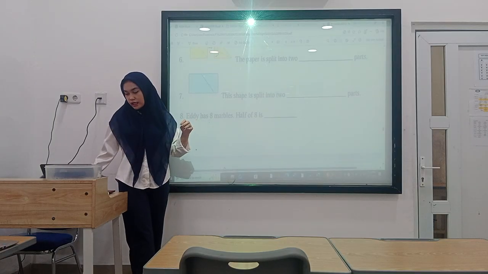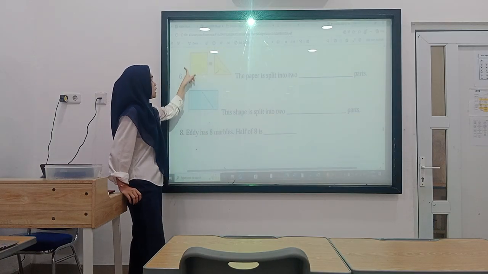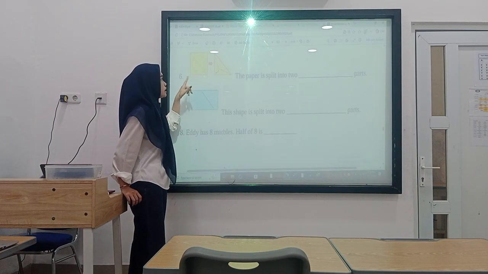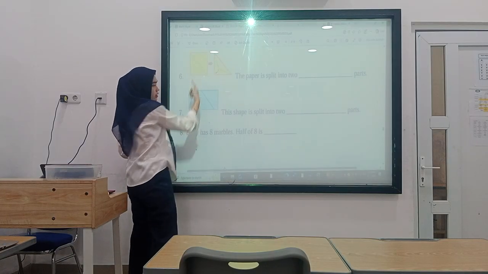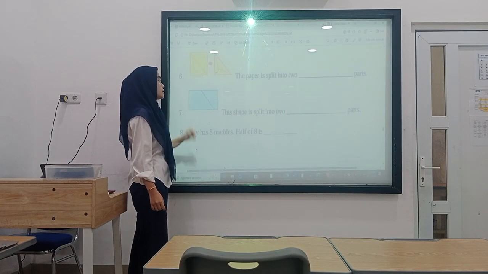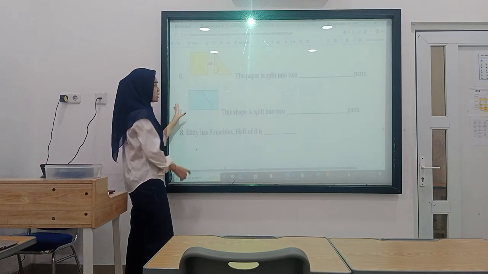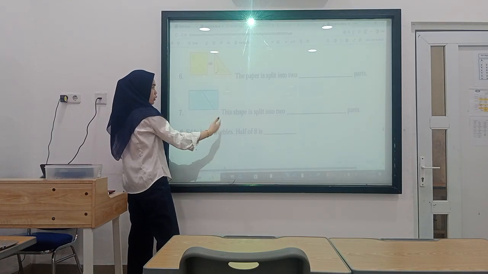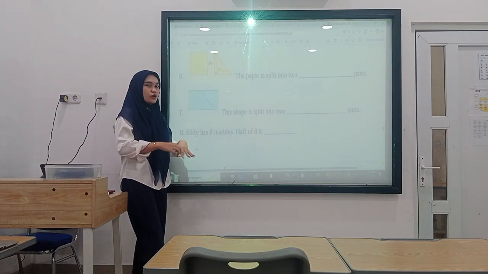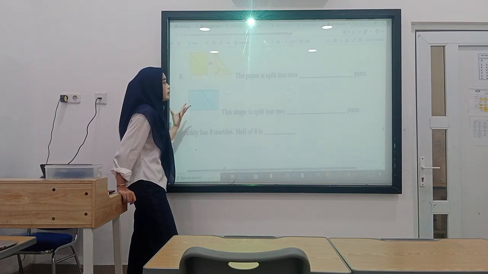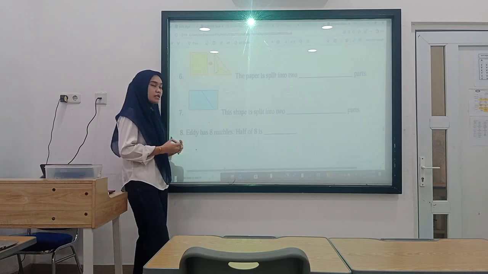But as we can see in number 6, for example, the shape, which is this paper, we split it into 2 parts and they have the same size. Both sides have the same size. Meanwhile, number 7, the rectangle, when we cut or split it, this side is bigger and this side is smaller. So that's why we call that unequal, because it doesn't have the same size.